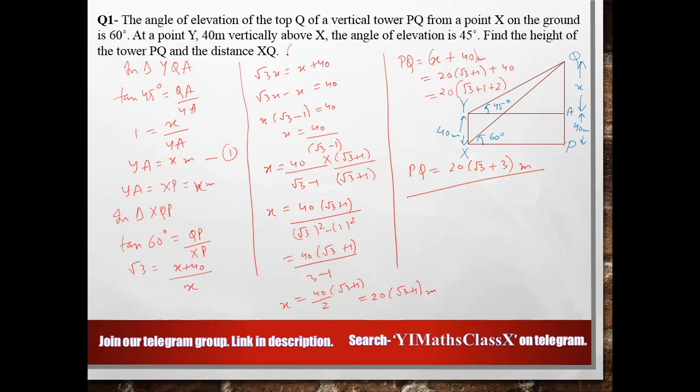But if the question says to take root 3 as 1.732, then you have to calculate it further. Let's put in the value and find the answer. What will be root 3? 1.732, and we have to add 3 to it. So 20 into 1.732 plus 3, which is 4.732, and double of it will be 9.464, so 94.64 meters. This will be my answer for the height.